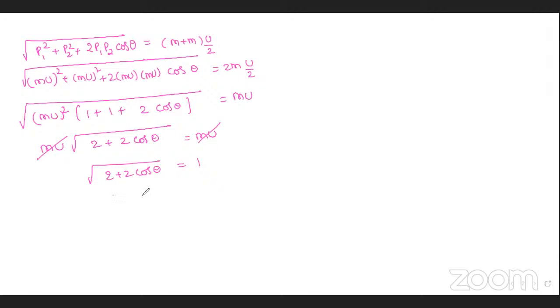Squaring on both sides, 2 plus 2 cos theta is equal to 1 square, that is 1. 2 is taken to the other side. 2 cos theta is equal to 1 minus 2, that is minus 1. So cos theta is equal to minus 1 by 2. Therefore, theta is equal to 120 degrees.